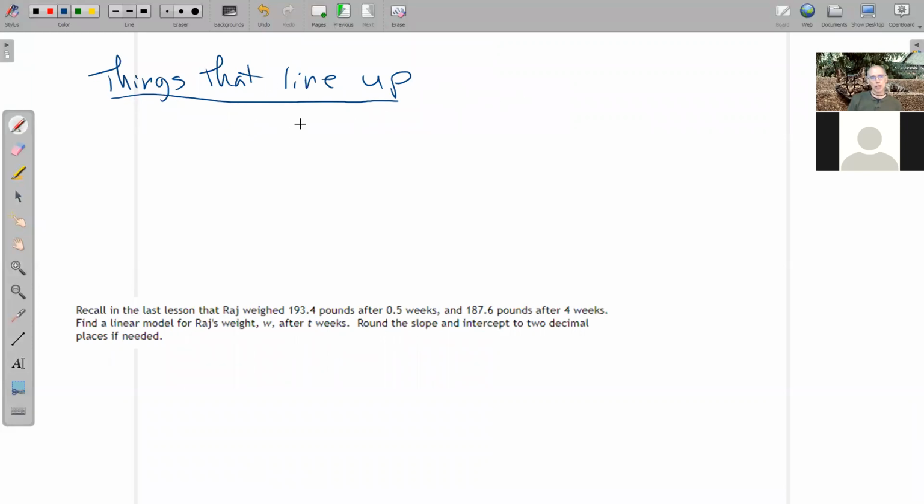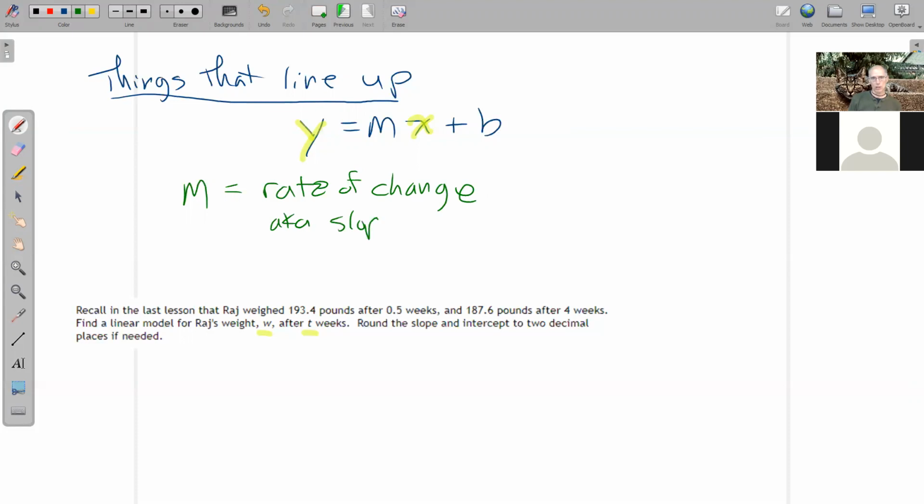Algebraically, if things line up, you're going to have an equation that looks something like this, where you're going to have these two variables. Maybe they're y and x. Maybe there's some other letters, like down here, they say to use w and t. The m is probably the most important part of this. That's what we call our rate of change. It's our slope. And slope is a change in your output divided by a change in the input.